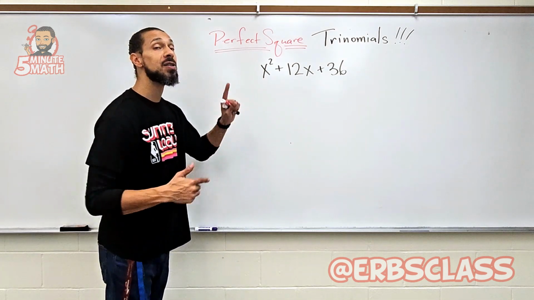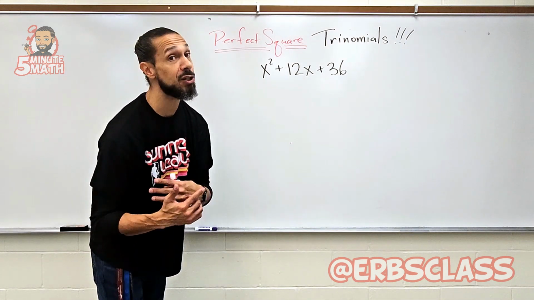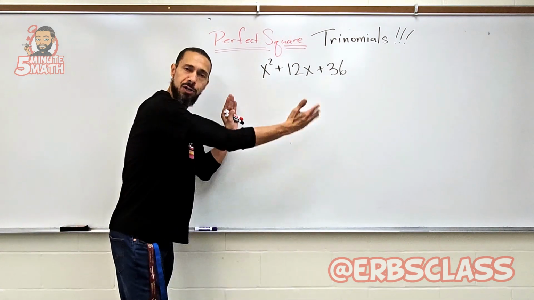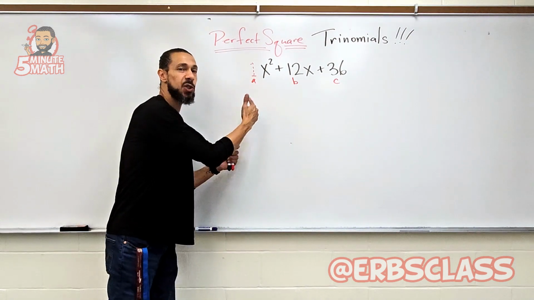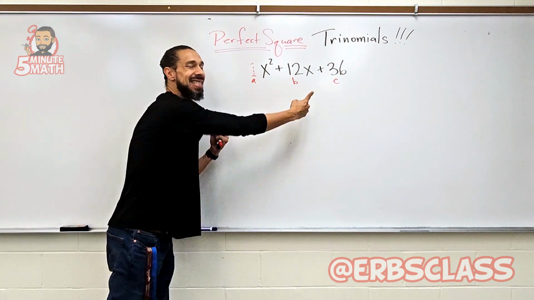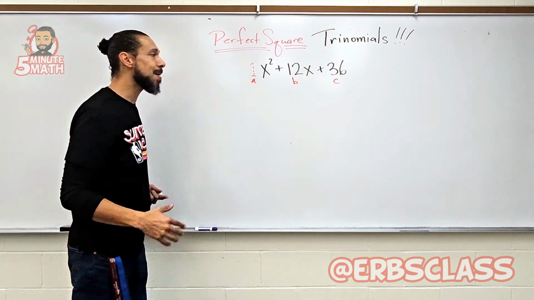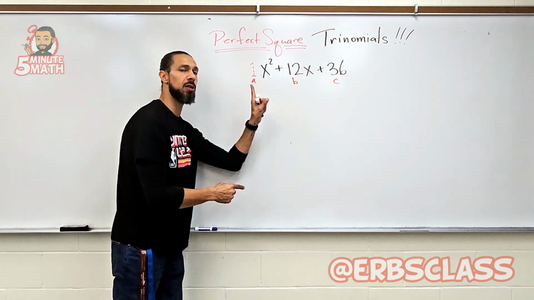So here's my trinomial. Let's see if we can figure out if it's a perfect square trinomial. Remember, in each trinomial, and quadratic trinomials like this, there's an A, a B, and a C. A is the coefficient on x squared, B the coefficient on x, and C the constant with no variable. Here's how you tell if this is a perfect square trinomial or not.